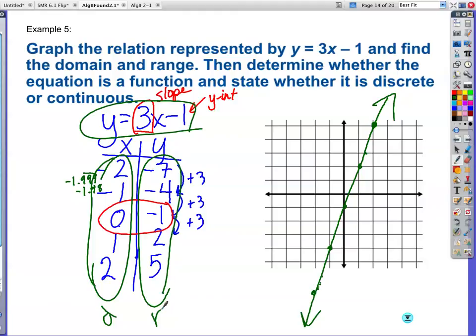All right? Then determine whether the equation is a function. Well, the vertical line test will work. If you look over here, it also passes the birthday test. So yes, it is a function. And is it discrete or continuous? We're not hopping from lily pad to lily pad. All these points are a part of the graph. So this is what we call continuous. That's a lot, isn't it?